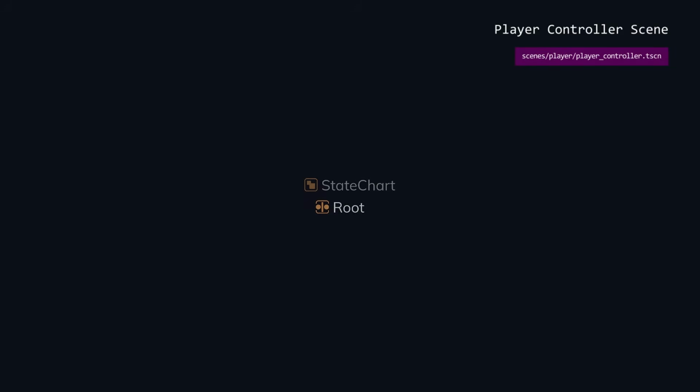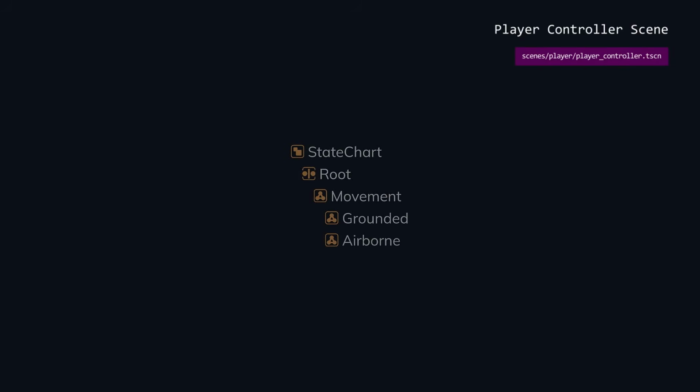I start with a parallel state named root. Parallel states will allow any immediate children to run at the same time, hence the name parallel. This is different than the compound state node, which only allows one child state to run at any given time. After our root, we're going to start with a compound state node called movement. This is going to hold our states for when we are grounded and airborne, which are two more compound states.